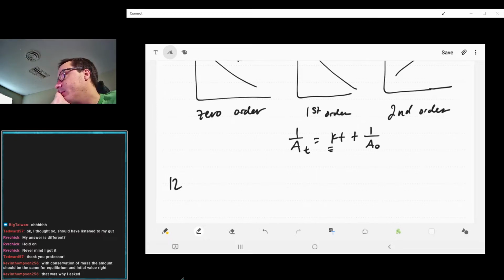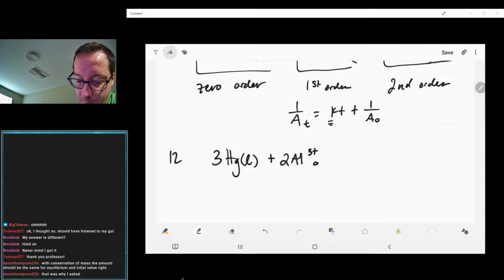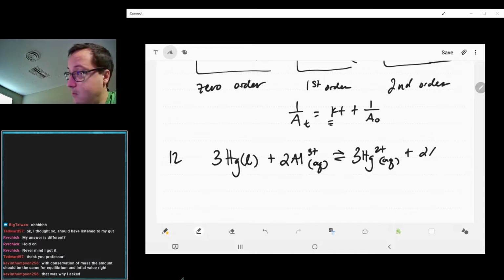All right, so we have 5 moles of aluminum ions, 5 moles of mercury ions, dissolved in a liter flask, and 27% reacts with mercury to produce aluminum. Calculate Kc. Okay, so let's copy our equation down here. Plus 2 aluminums, 3 mercury 2 plus, and then 2 aluminum, solid.